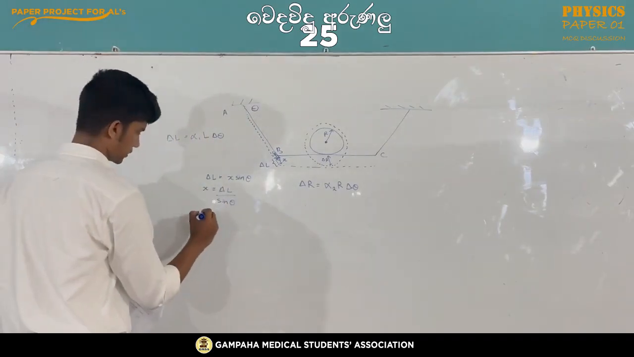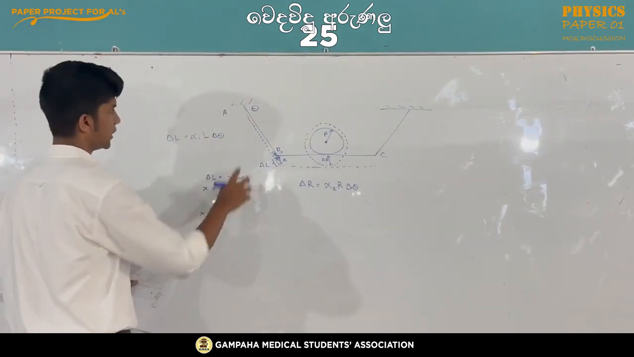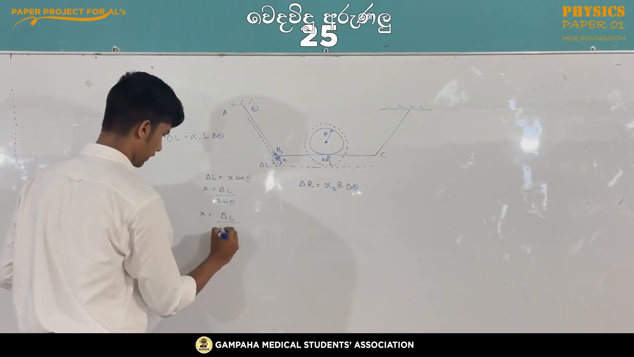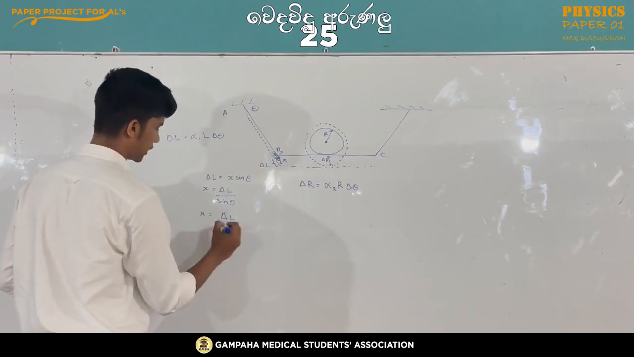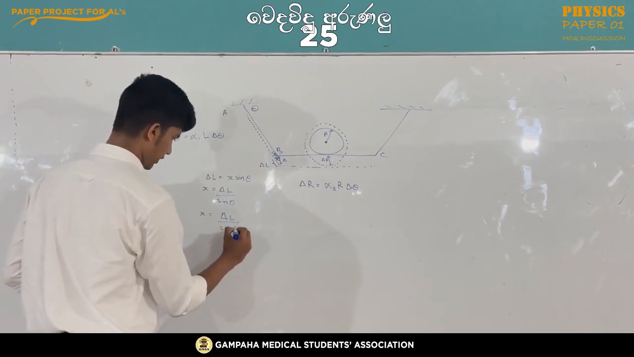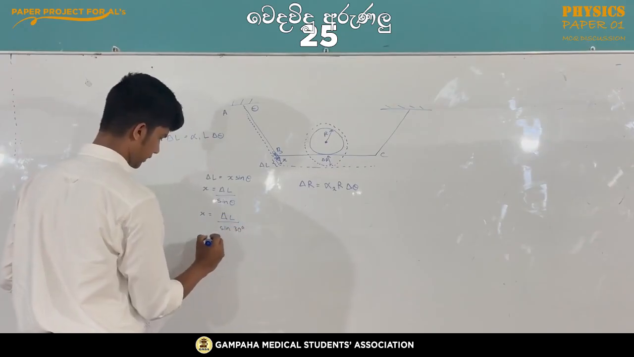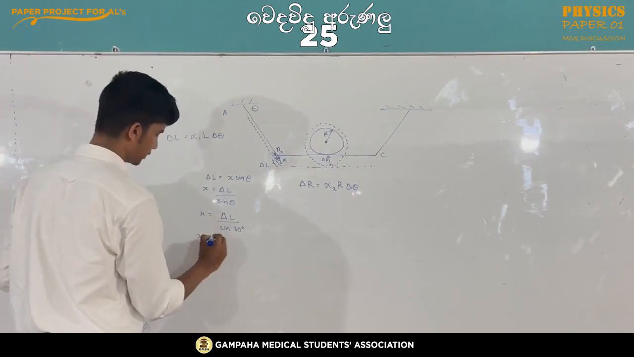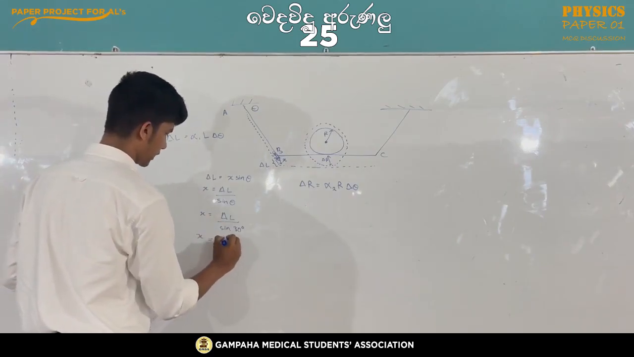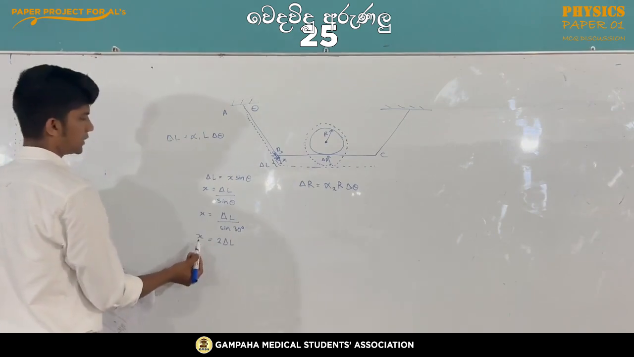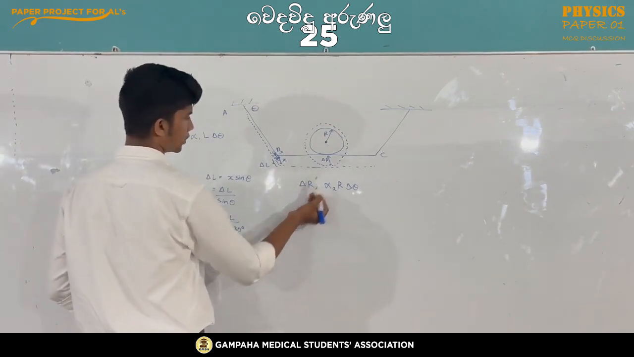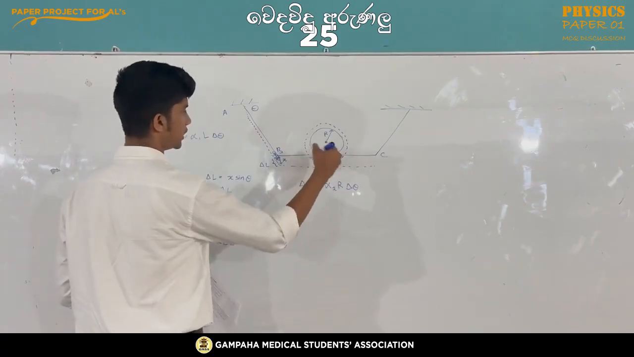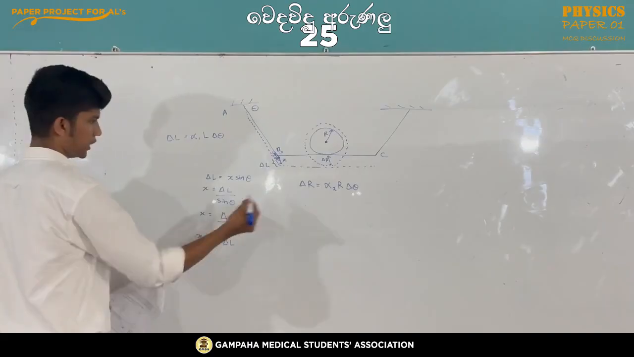Now here theta is 30 degrees. So x is equal to delta L divided by sine 30 degrees. We know that sine 30 degrees is half, so then x is equal to 2 delta L. Then x and delta R should be equal for the center of mass of the cylinder to not change. Therefore, we can equate these two.